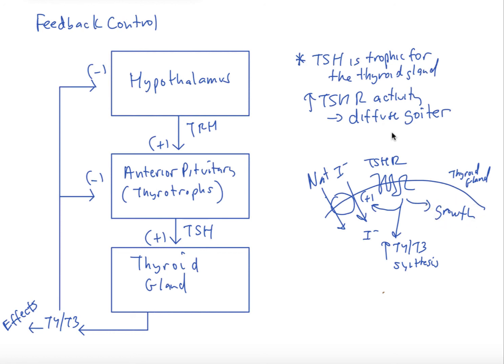And so this is an important consideration when we're thinking about disturbances to the feedback loop. We want to know what kind of impact it is going to have on the TSH receptor when we're considering whether or not there's going to be diffuse goiter.